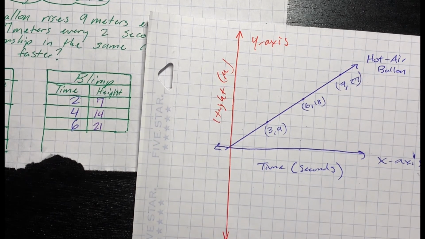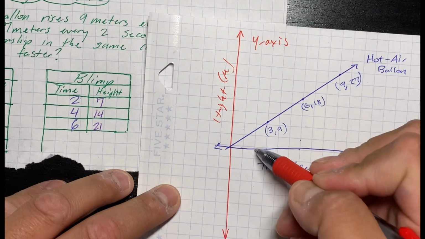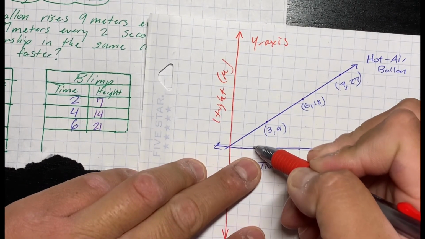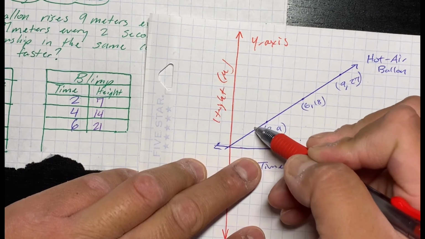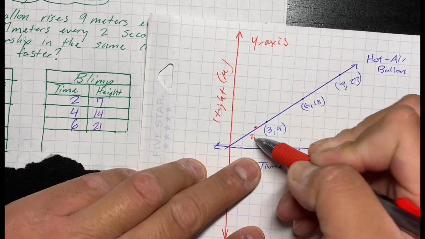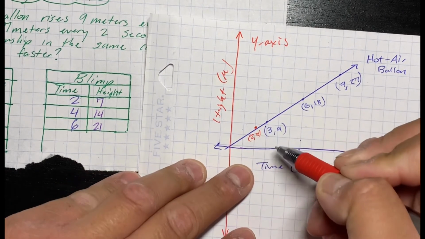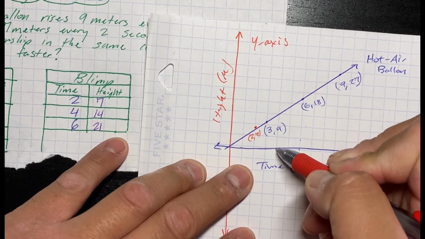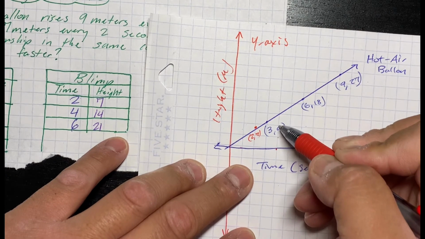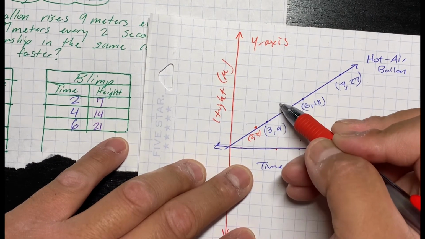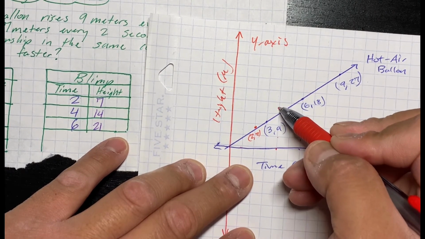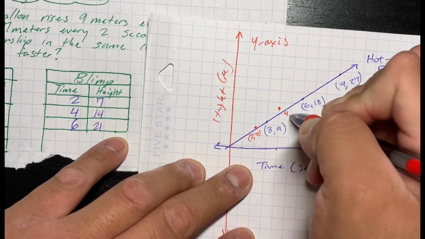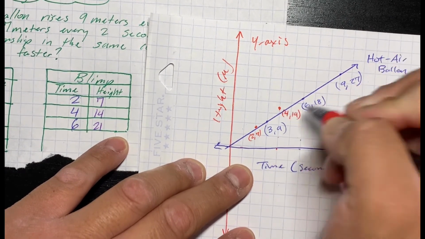So again, in 2 seconds, 1, 2, it rises 7 meters. So here's 4, 8, so 7 would be there. So in 2 seconds it rises 7 meters. In 1, 2, 3, 4 seconds it rises 14 meters. So 4, 8, 12, 16, so right around here. I'll just give that a rough estimate. In 4 seconds it rises 14 meters.